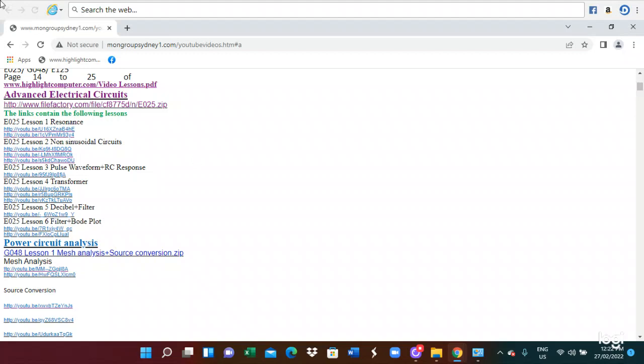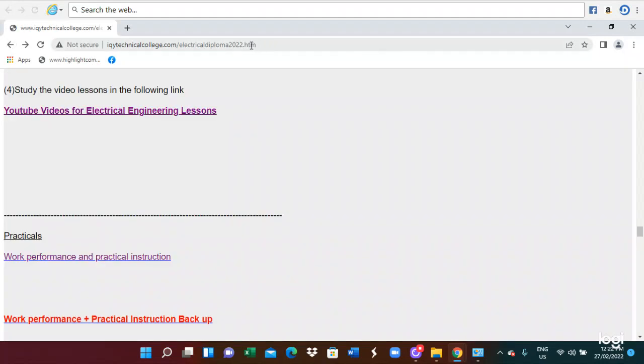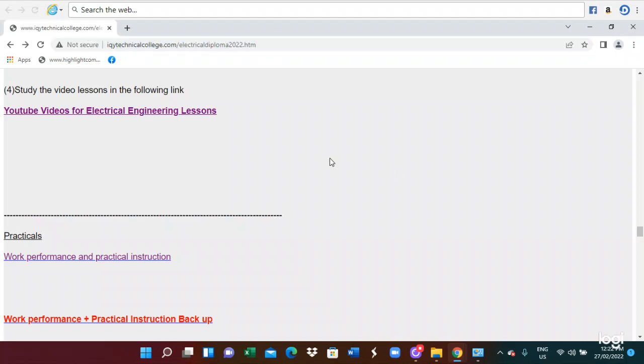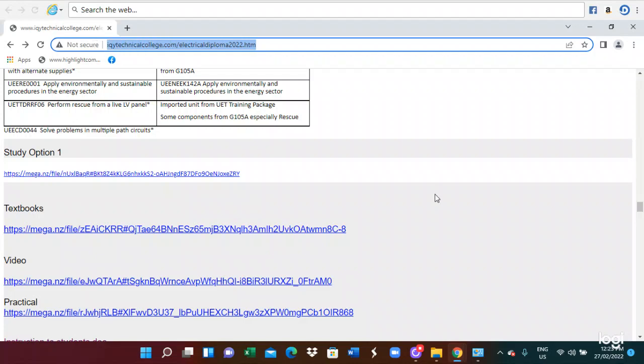So how do you see this electrical lesson? Firstly, I will show you which link you have to use. You click on IUICollege.com/electricaldiploma2022.htm. This is the site, and this is the web page.